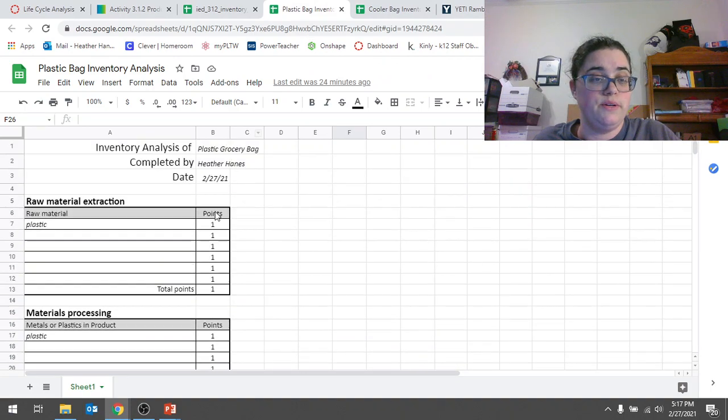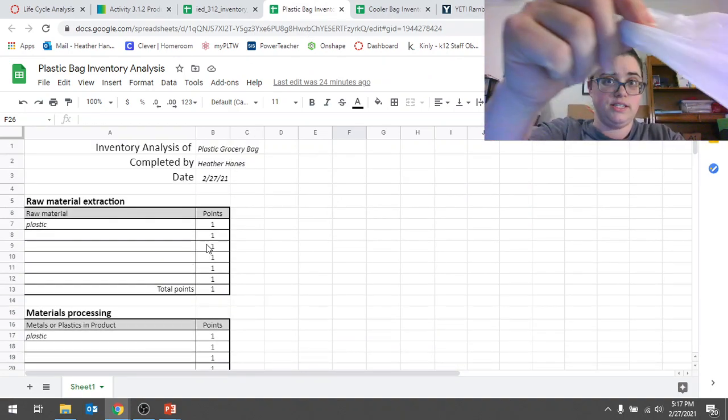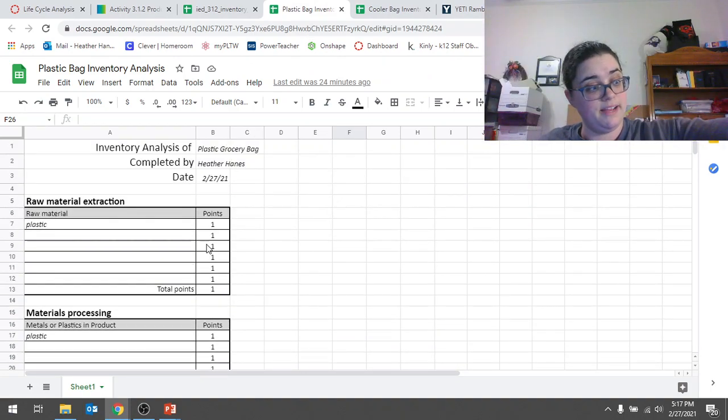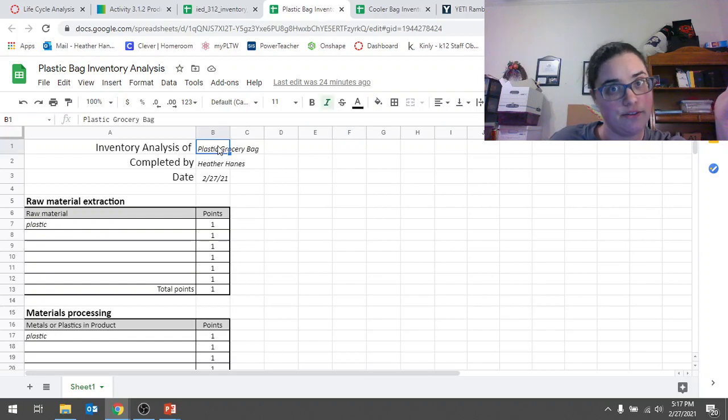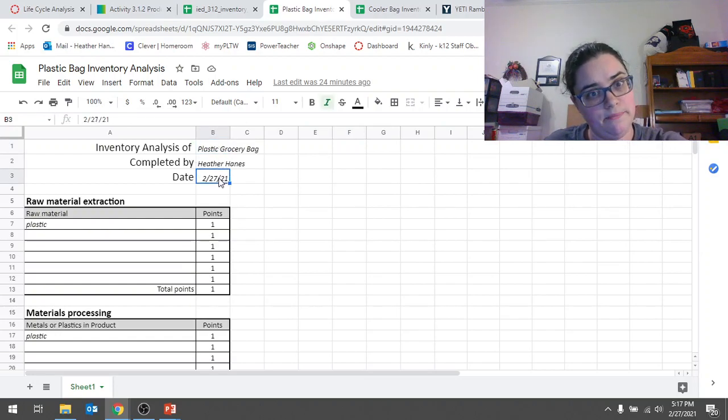So let's go. I'm going to do an inventory analysis of just a regular old plastic Walmart bag. I called it a plastic grocery bag, and it's completed by me. Put the date on it.